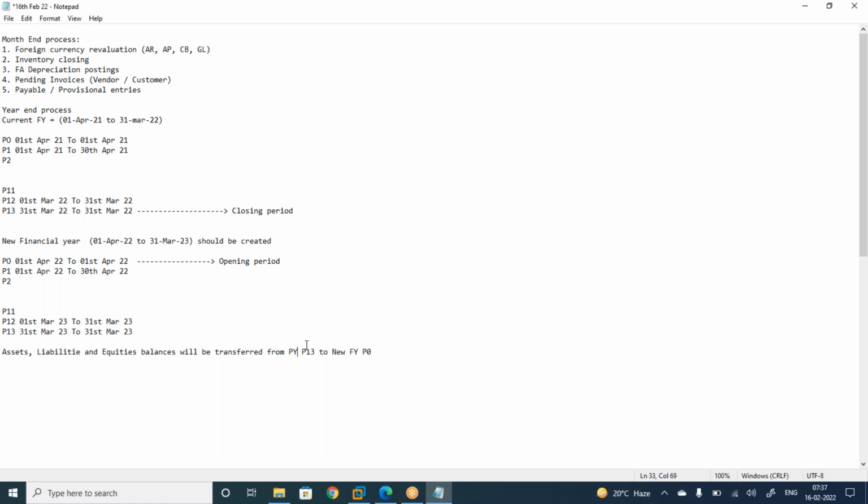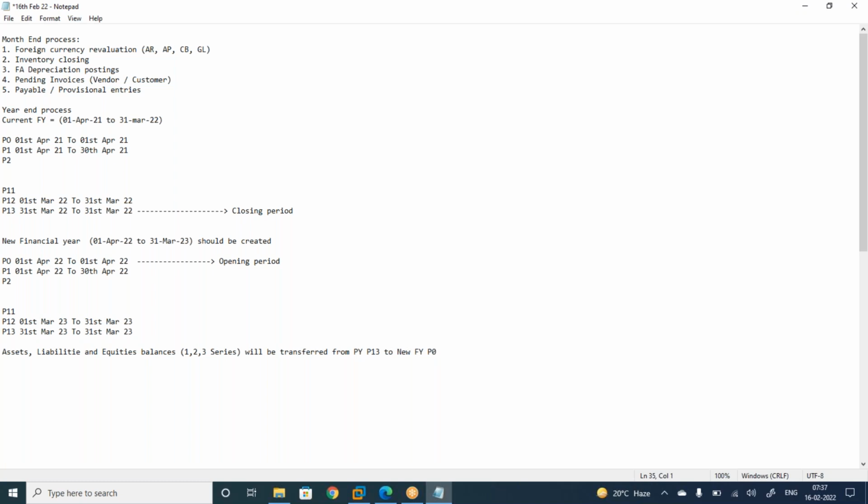Previous year period 13 to new financial year period 0. Then what about expenses and income? What do you mean by this? Assets, liabilities, equities means balances: 1 series, 2 series, 3 series. In our example, 1 series, 2 series, and 3 series balances only will be transferred. What about 4 series, 5 series, 6 series, 7 series, 8 series, 9 series?